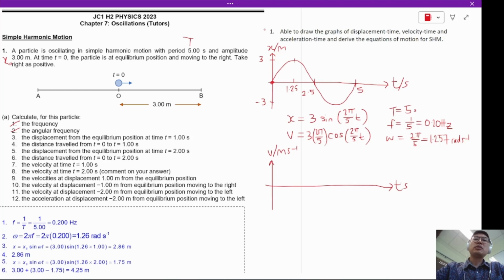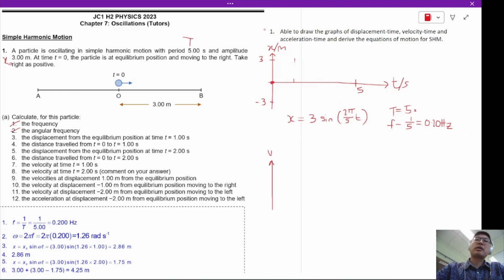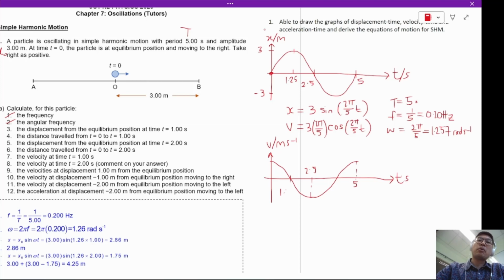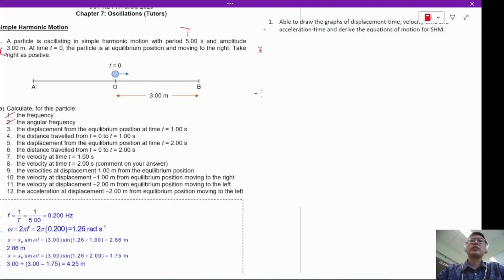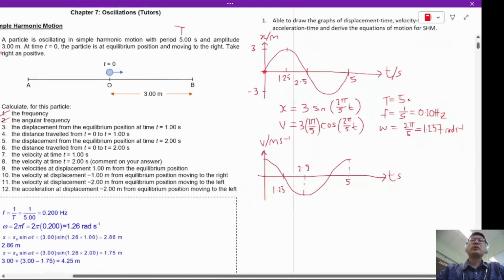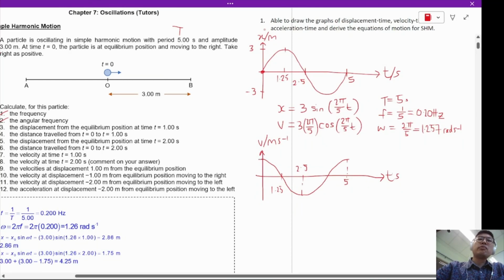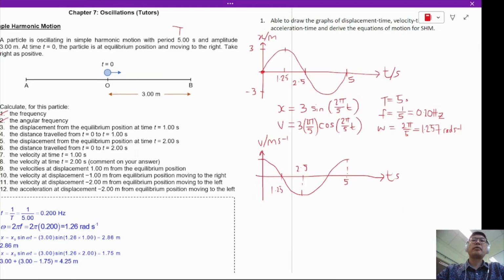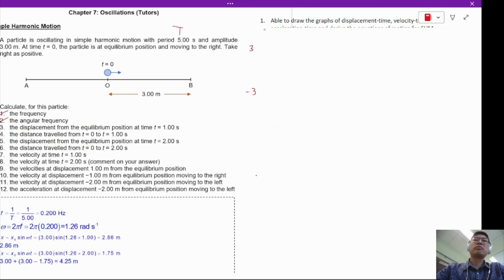What this means is that we get a velocity-time graph which is a cosine function. And the cosine function, just like the sine function on top, will have 5 seconds over here, 2.5 seconds over here, and 1.25 seconds over here. Now, what is the maximum velocity? The maximum velocity will be 3 multiplied by 2π over 5.